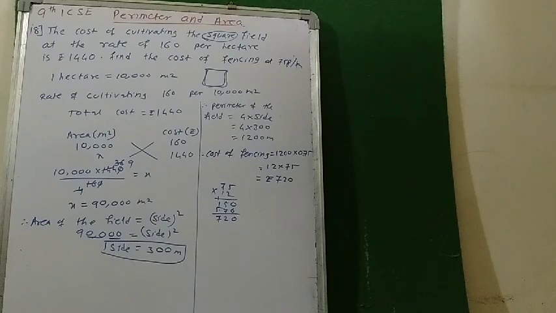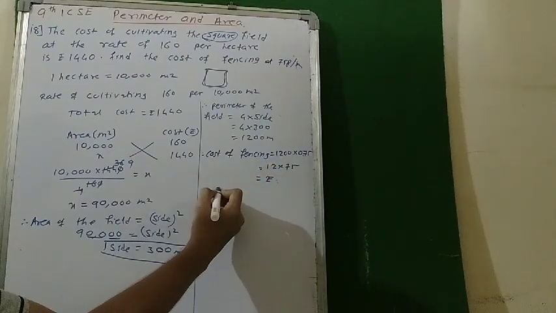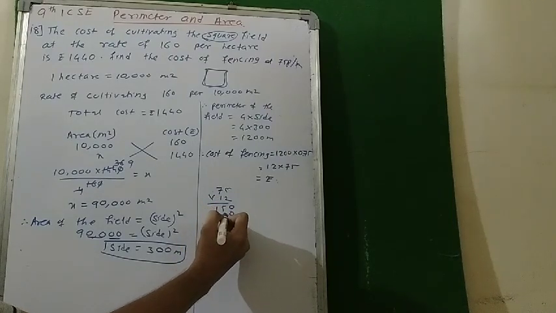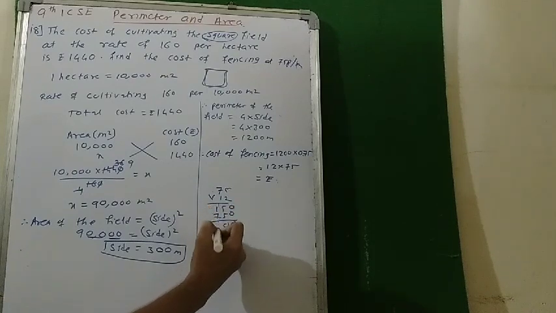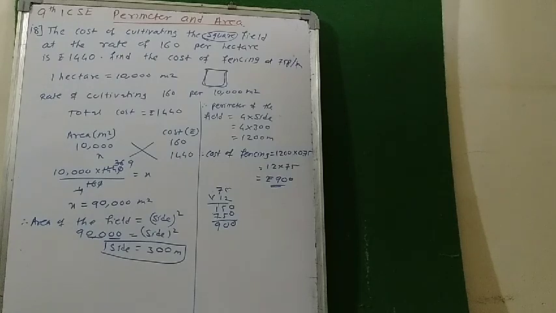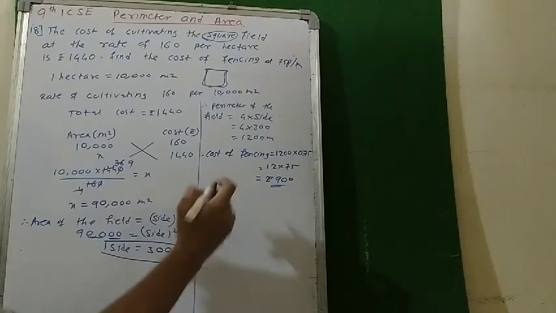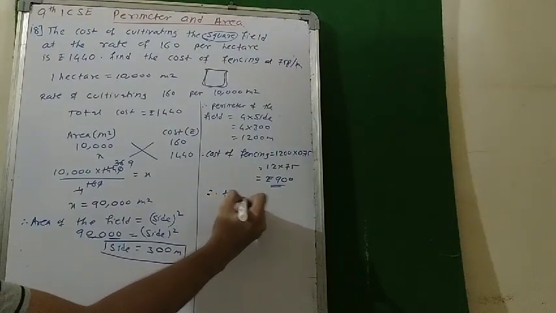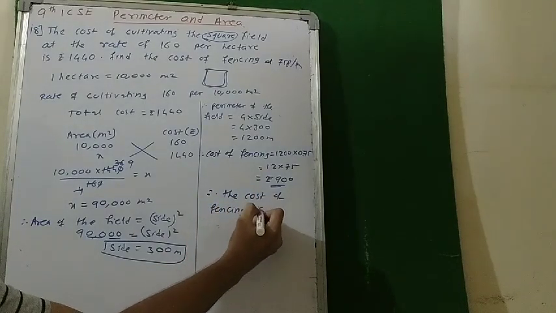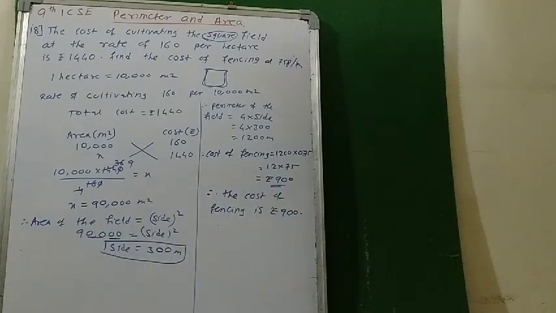Okay, something went wrong. 75 into 10 is 750, so it will be greater. 75 into 12: 75 into 2 is 150, 0, 1 5s are 5, 1 7s are 7, 10. Yes, it is 900 rupees. So the cost of fencing is 900 rupees.